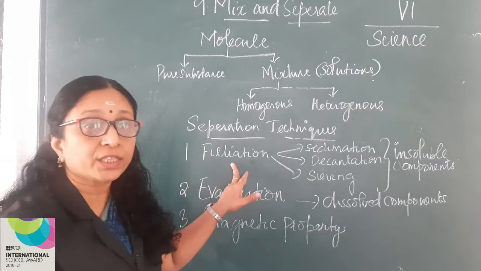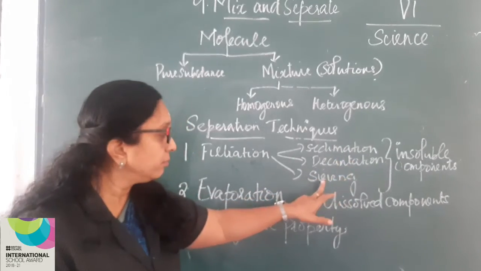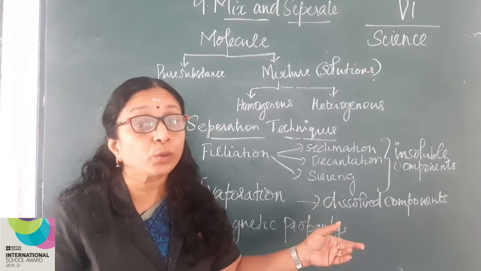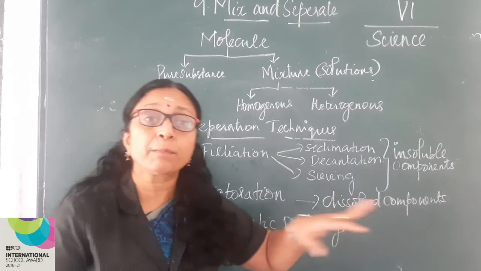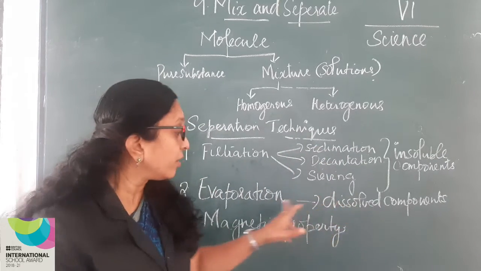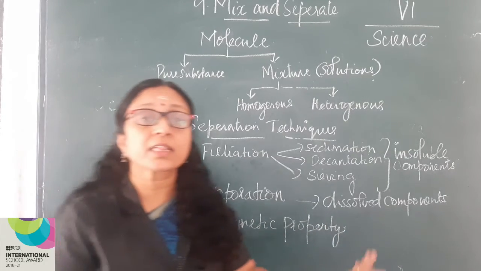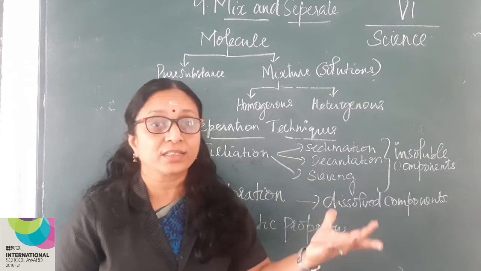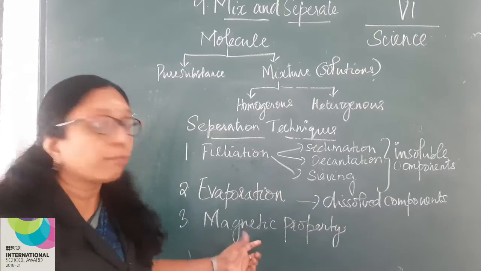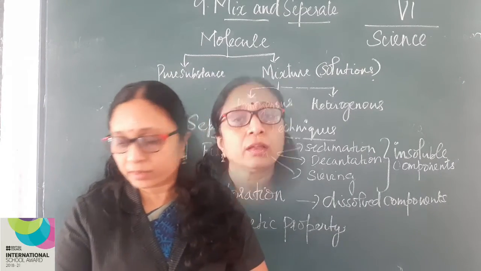One is filtration. Under filtration, we discussed sedimentation, decantation and sieving. Second one was evaporation. When do you do evaporation? When the components are completely dissolved. When the solute completely dissolves in the solvent, we use this technique, that is evaporation. And if the mixture is mainly solid and if iron powder is there in that component, you can use a magnet. Okay? Magnetic property is used to separate the components.